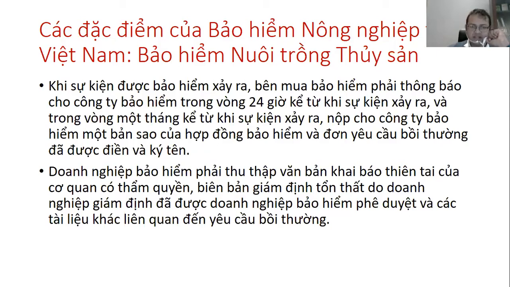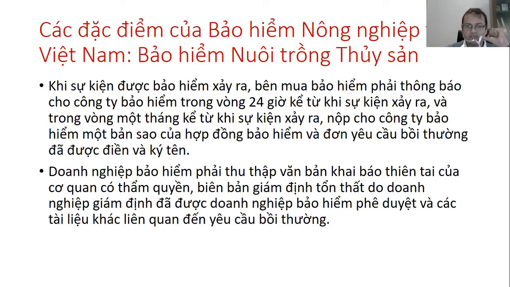The insurance company then would also have quite a few responsibilities. They must collect a written declaration of the natural disasters from the competent authorities. They would also have to collect the loss assessment minutes, which have been completed by the inspection company and approved by the insurance company, and any other documents related to the claim. So the insurance company should also be collecting all of these documents. That's in terms of the claims reporting requirements.